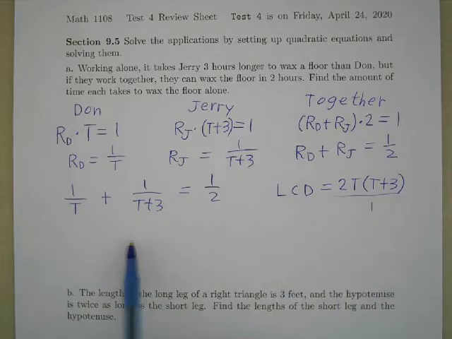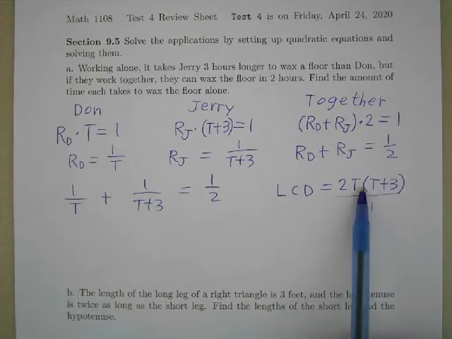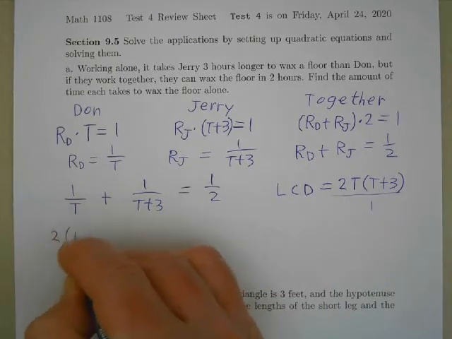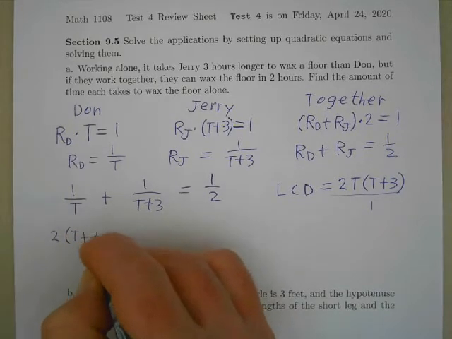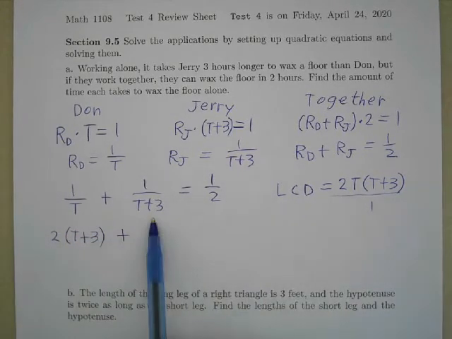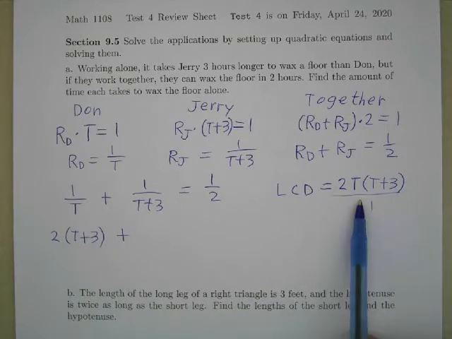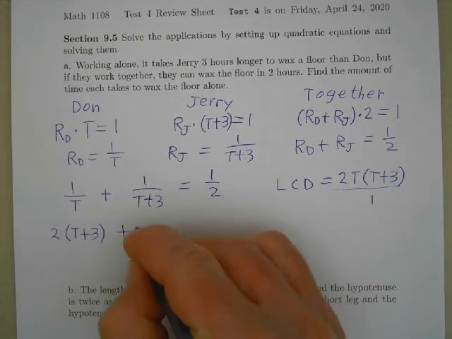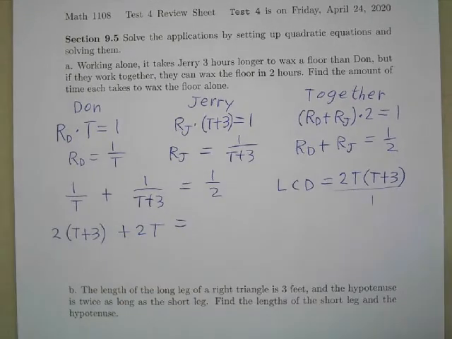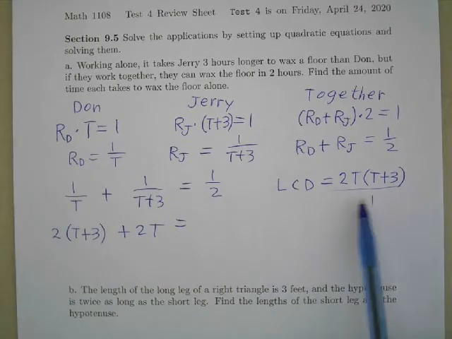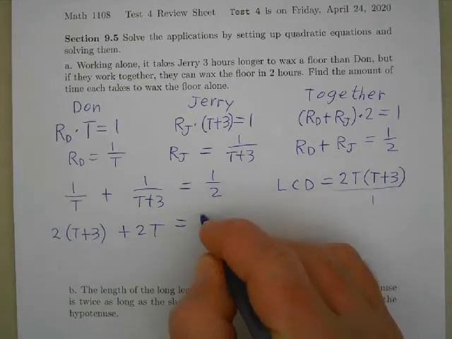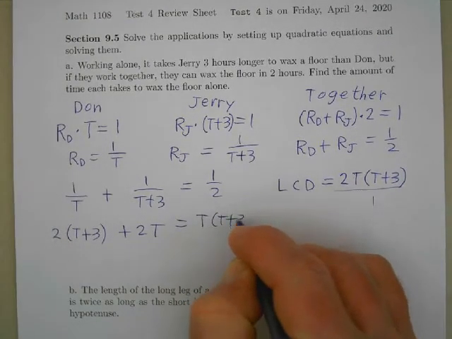When you multiply 1 over T times the least common denominator, the T's cancel, and we're just left with 2 times the binomial T plus 3. When we multiply 1 over T plus 3 by the least common denominator, the T plus 3 factors cancel, so we're just left with plus 2T. And on the right-hand side, 1 over 2 times the least common denominator, the 2's cancel, so we're just left with T times T plus 3.